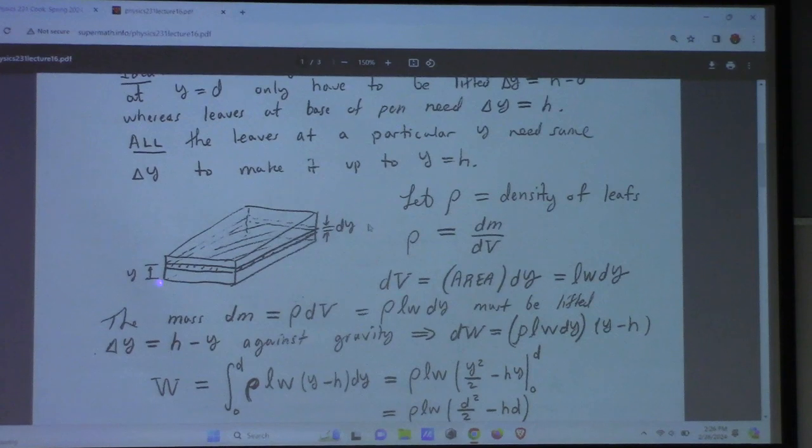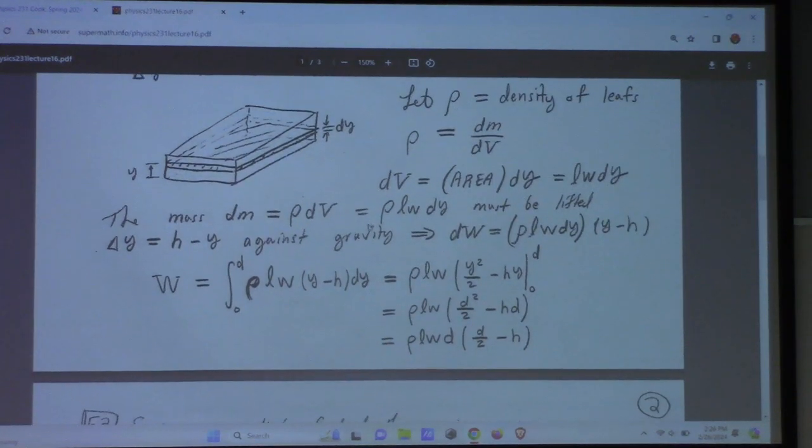And so my dW is the mass times gravity, which I believe here is rho L W dy. This is mass times gravity. And then this is the distance that you're lifting, y minus h. And that's the infinitesimal amount of work it takes to lift that one slice of leaves. And then I add them up to get the total work done for the whole mess. So integration gives me that addition. I integrate from 0 to d. And that gives me this, so what's going to happen is we get that.